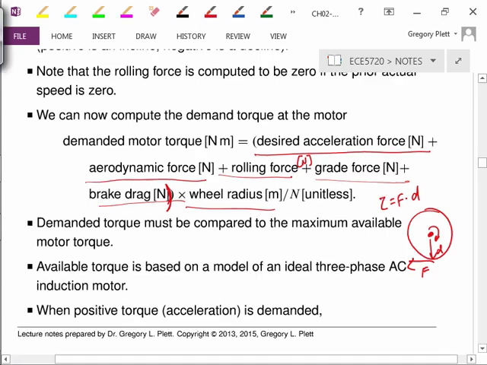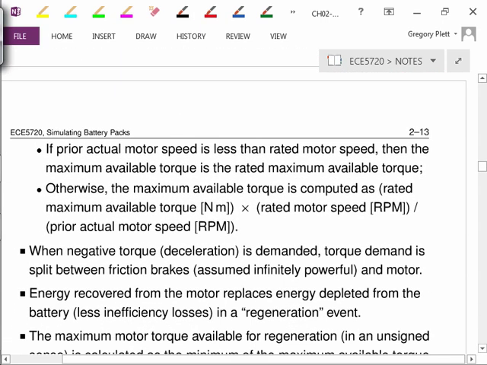When positive torque or positive acceleration is demanded, we do this calculation. We say if the prior actual motor speed is less than the rated motor speed, then the maximum available torque is the maximum rated available torque. So you remember the torque versus RPM characteristic looked like this. We're saying if I'm operating in this regime, I have a constant torque that is my maximum value. Otherwise, if I'm operating in this regime here, then I have a constant power curve, and the maximum available torque is computed as the rated torque times the motor speed divided by prior actual motor speed.